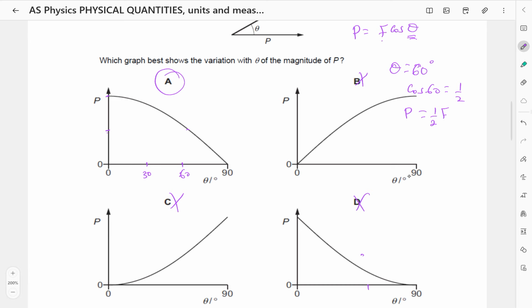Of course, this is a cosine curve that we are familiar with.